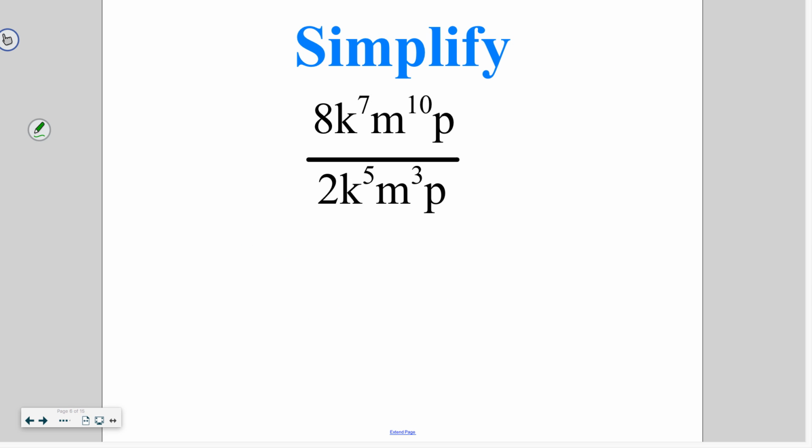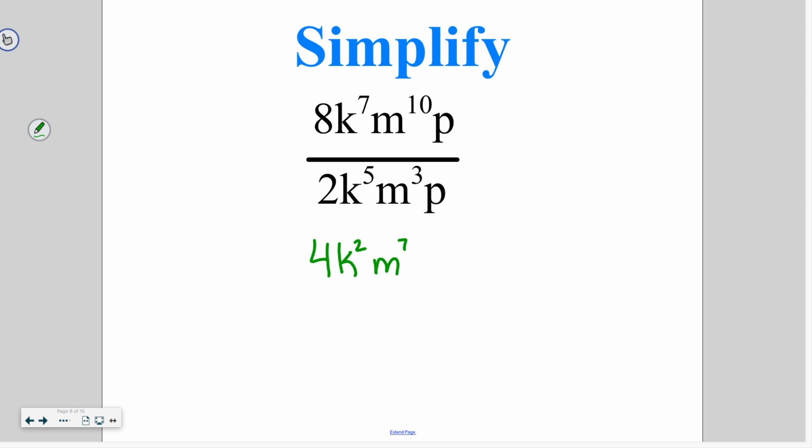So if we are looking at simplifying expressions, first thing we always want to pay attention to is our numbers. So I've got 8 divided by 2, which gives me 4. 7 k's divided by 5 k's means we're doing 7 minus 5, which gives me k to the 2nd. Then I've got m to the 10th divided by m to the 3rd, subtracting gives me m to the 7th.